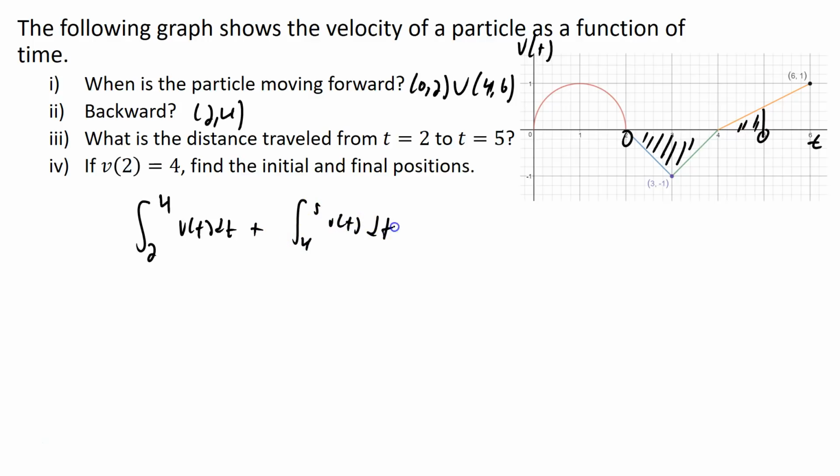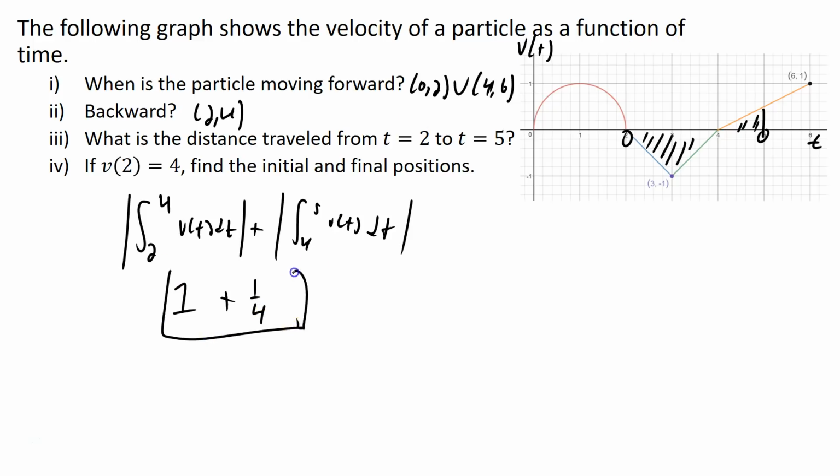And we're going to make sure these are positive numbers, so we're going to take the absolute value of each one. So 2 to 4, looks like we have two triangles there that each have an area of 1 by 1 divided by 2, so these are each 1/2. So this is going to be negative 1/2, negative 1/2, so that's a positive 1 altogether if I take the absolute value. Add to that the integral from 4 to 5, 1 by 1/2 divided by 2 is 1/4. That's it, I guess. That's total distance traveled, and in this case, they didn't ask for units, so I'm not going to worry about it.